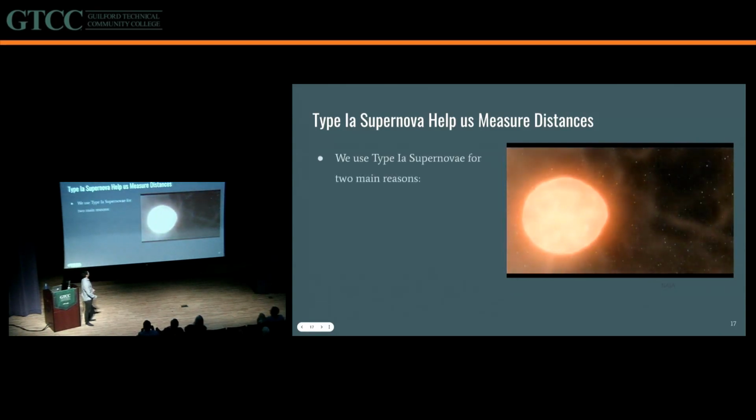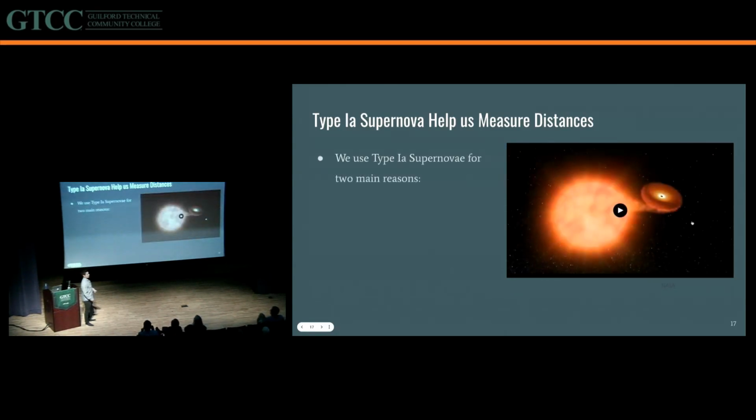All right, so we want to use these type 1a supernovae. It's a specific kind of exploding star for two main reasons. Number one, they're extremely bright. These events are almost as bright as a galaxy by itself. They're extremely bright, and so we are able to observe them super, super far into the universe. So number one, they're super bright. We're able to see them.